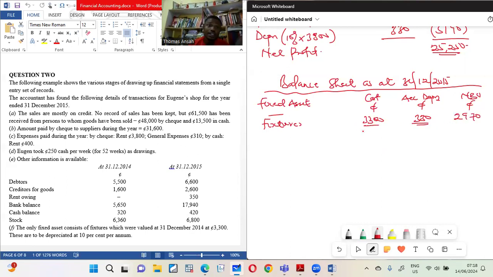The test of your correct answer is that your balance sheet has balance. All right, so let's do our current assets. We have inventory or stock, the closing stock. All right, so what is the closing stock, which is 6,800?